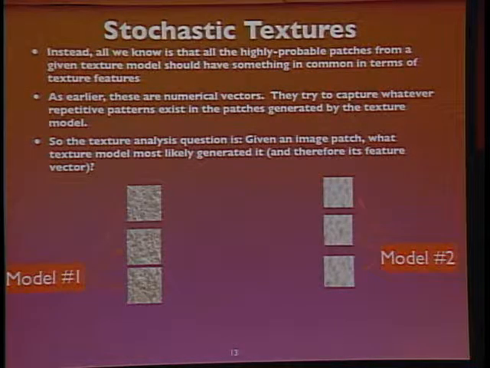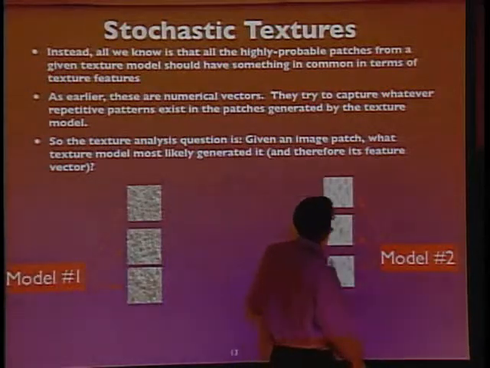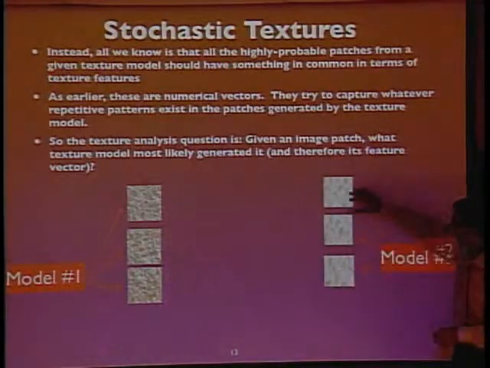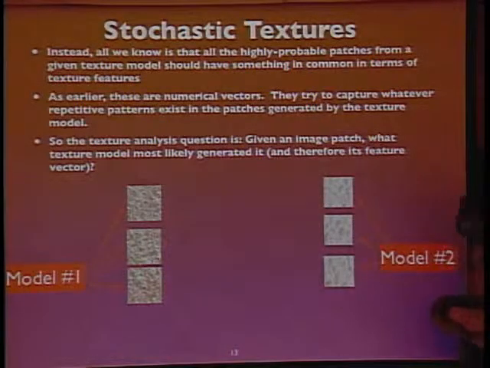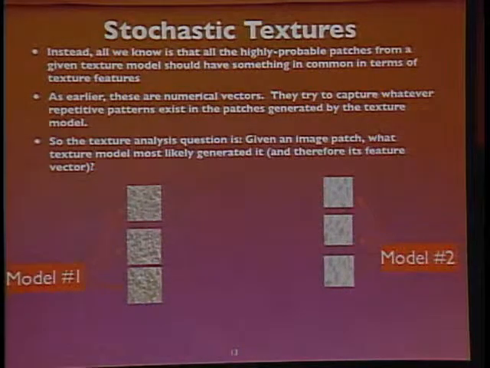And the way we determine that this group of image patches hangs together as being highly probable from one of these models, and that these patches hang together as part of this model, is to determine what features are common across them. So we're going to quantify certain features that are important for discriminating one type of texture from the other. And as usual, as we've talked about, the features that we associate with each one of these image patches are going to be numerical vectors that try to capture the salient characteristics of the image signal in those image patches.